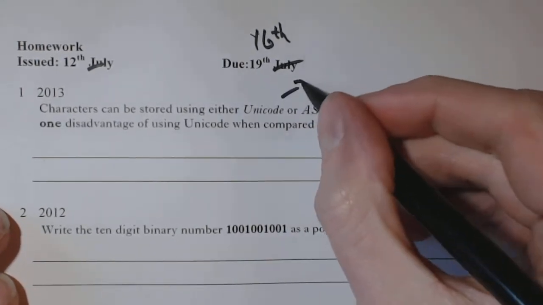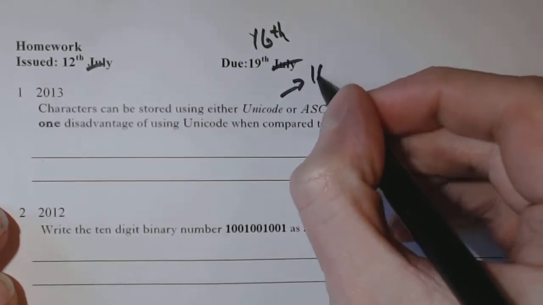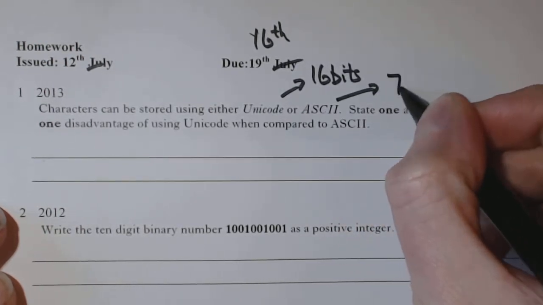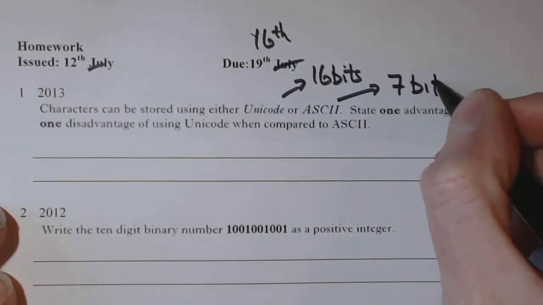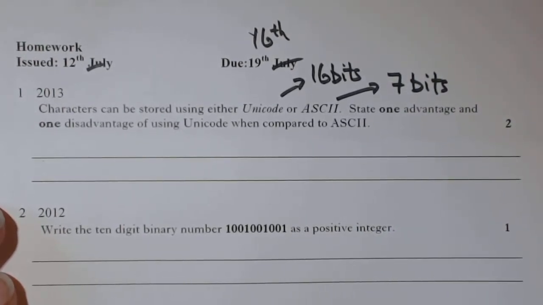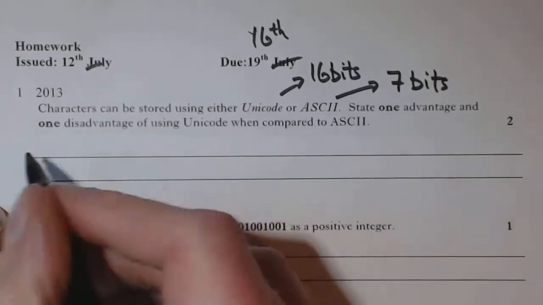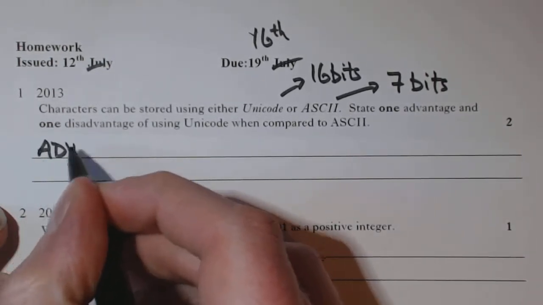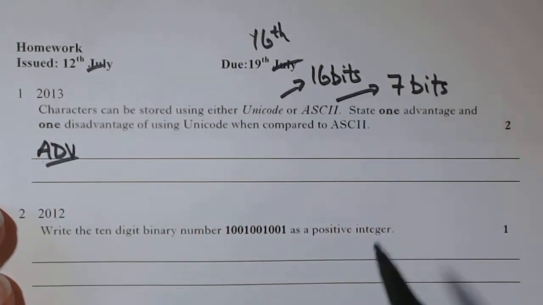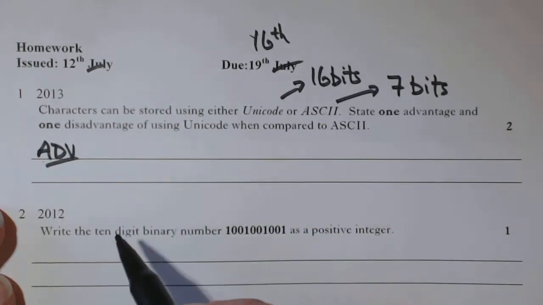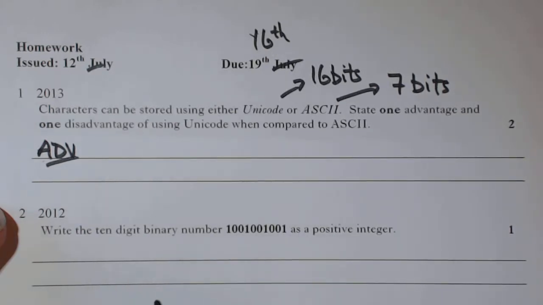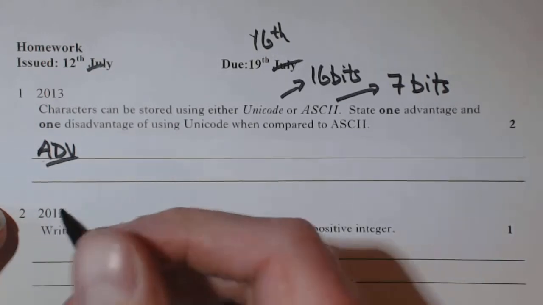So from last time, you remember that Unicode uses 16 bits to store a character. ASCII uses 7 bits. Quite often they do put a 0 at the front, so it is 8 bits they quite often refer to. So from looking at just these numbers, you can see the advantage is, well, 2 to the power of 16 will give you a higher number than 2 to the power of 7. So we can say that Unicode allows you just a larger range of characters to be represented.